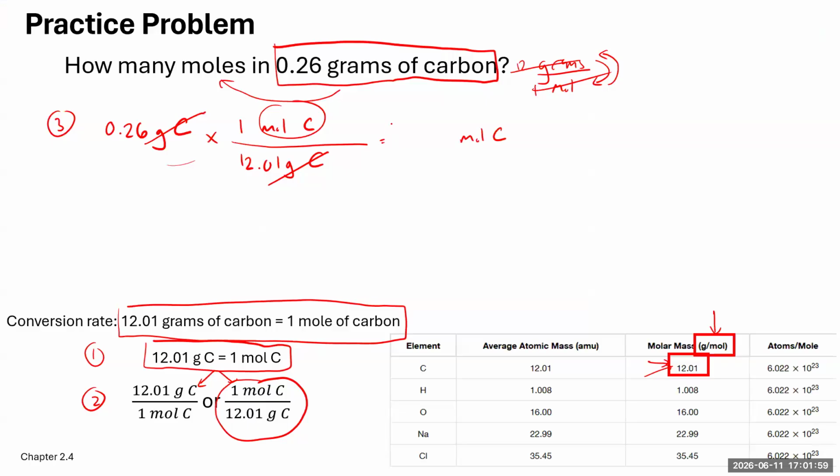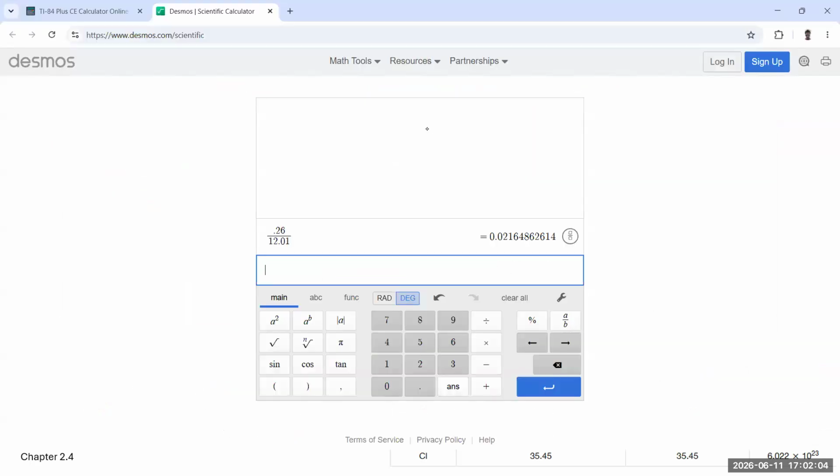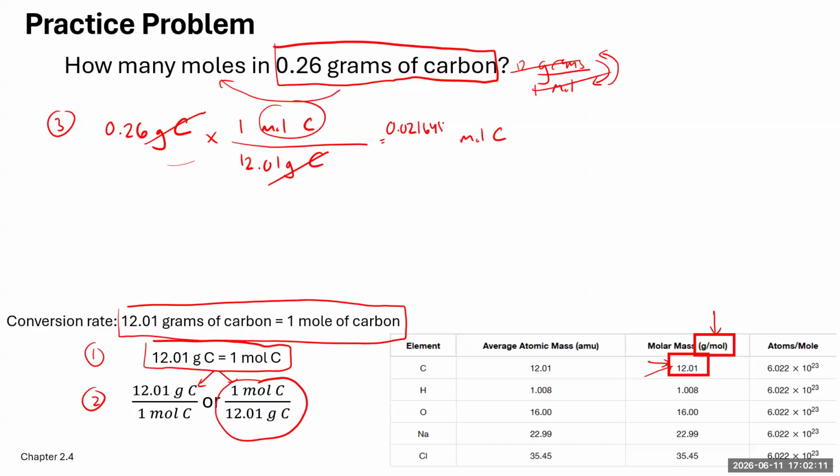0.0216486. We have two sig figs, so I need 2 sig figs here. Cut that off there. It's going to be 0.022 moles of carbon. So same exact way, right?